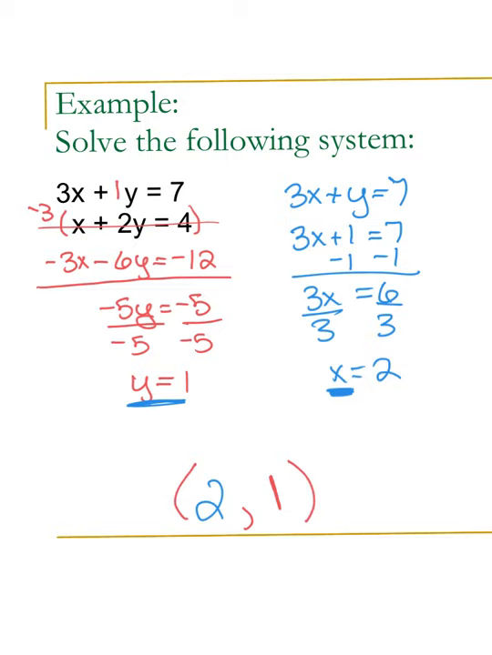And once again, if you wanted to, instead of doing what I did in red, you could have multiplied this top equation by a negative 2, and then that would have ended up having the y's cancel. Either way is fine.